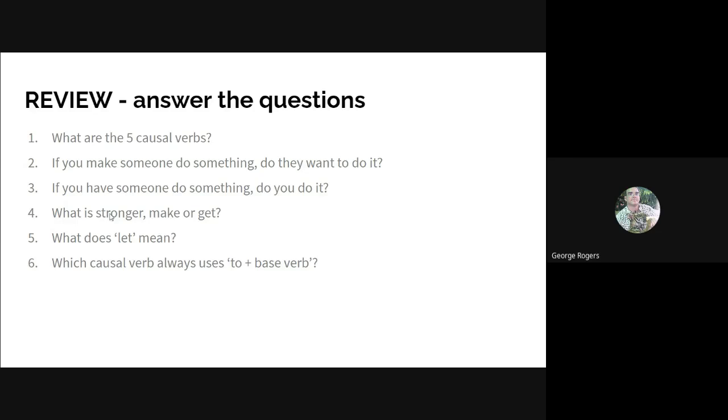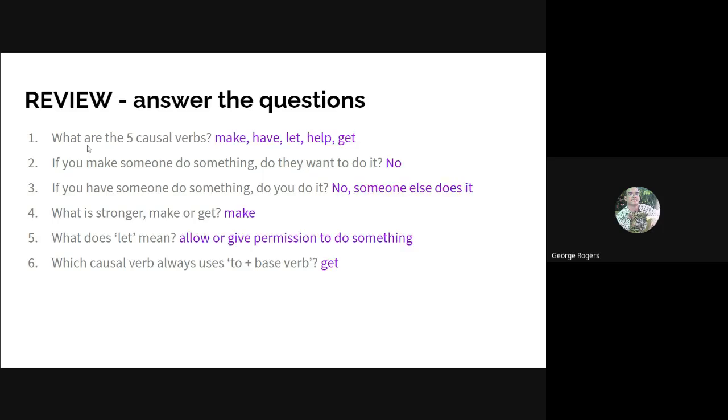What is stronger, make or get? Think about that one. What does let mean? And number 6 here, which causal verb always uses to in front of the base verb? Which one has to have a to? I said it several times. Let's look at the answers now.